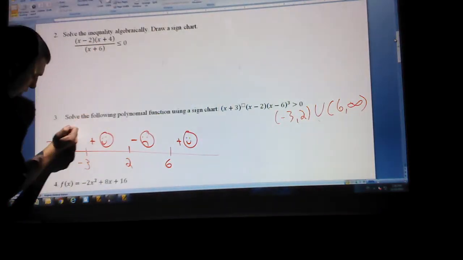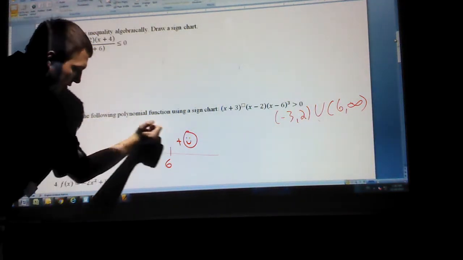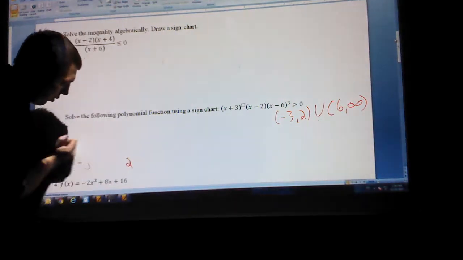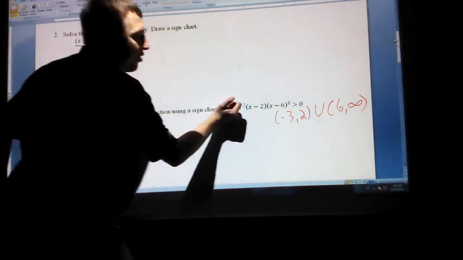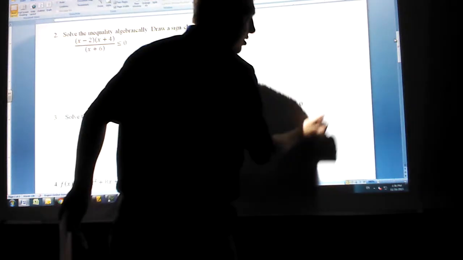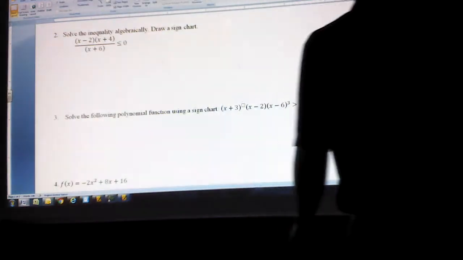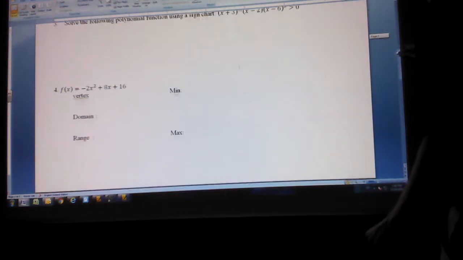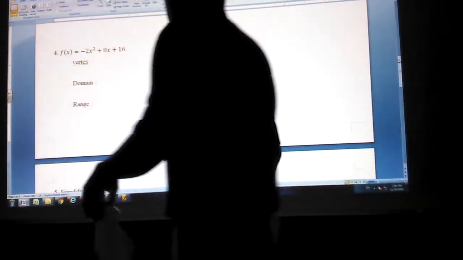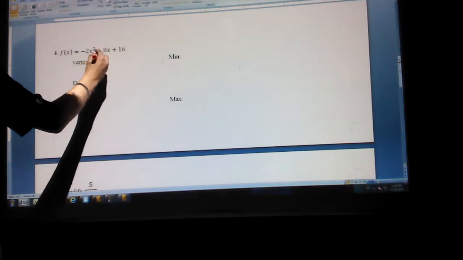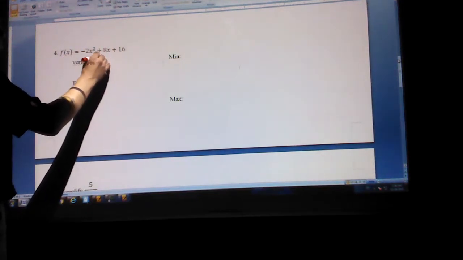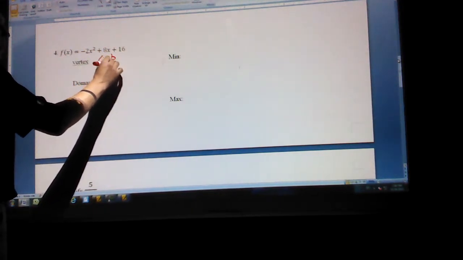Number 4 is a good review of parabolas. Vertex is key when you talk about a parabola. So it asks for a bunch of things: min, max, domain, range. Vertex, you should be thinking, oh yeah, there's no parentheses, so it's negative b over 2a.